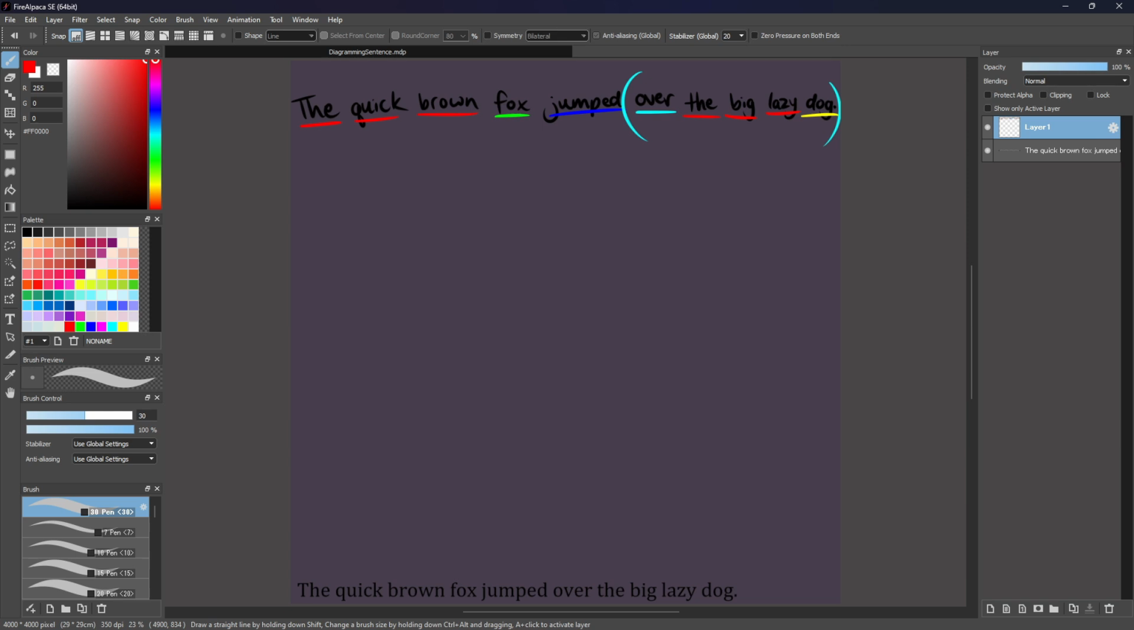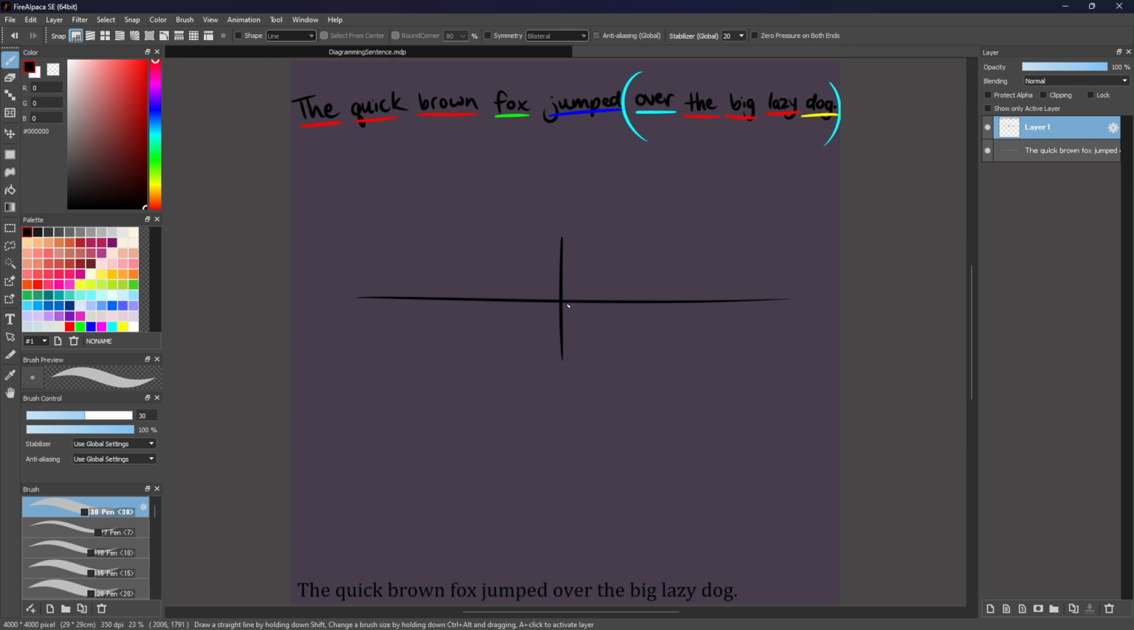Step 3, diagramming. Okay, we have all of our ingredients and their labels now. Let's start cooking up a diagram for our sentence. The quick brown fox jumped over the big lazy dog. The first thing we need to do is the same as we did earlier. Draw a long horizontal line, straight, hopefully, and divide it in half with a big vertical line, also straight, hopefully.